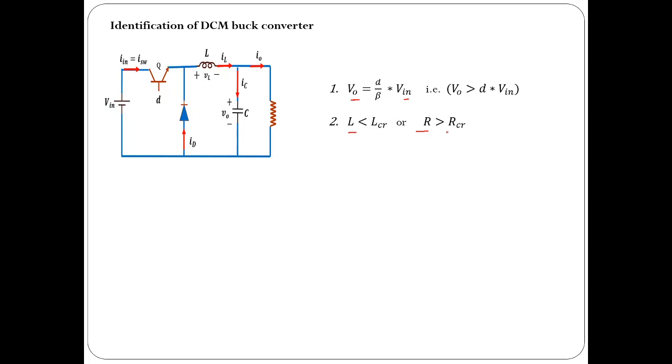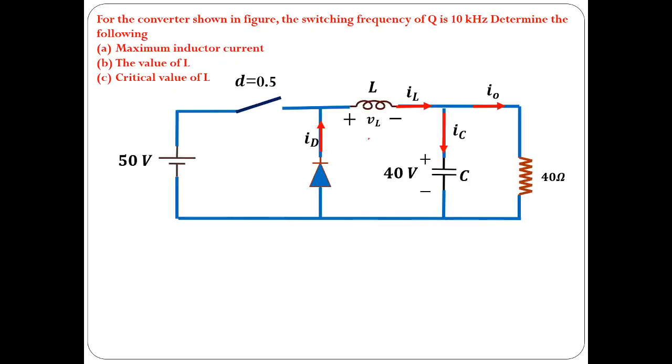Okay, first verify whether the relation between output voltage and input voltage is following CCM mode or DCM mode. You can use this condition also to verify whether it is DCM or CCM. Now let us try to solve this problem.